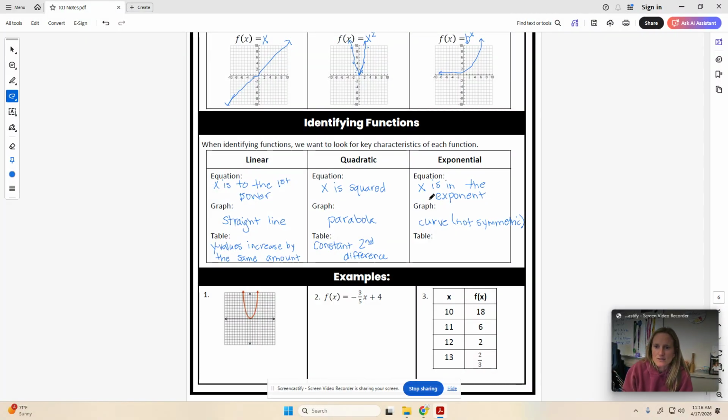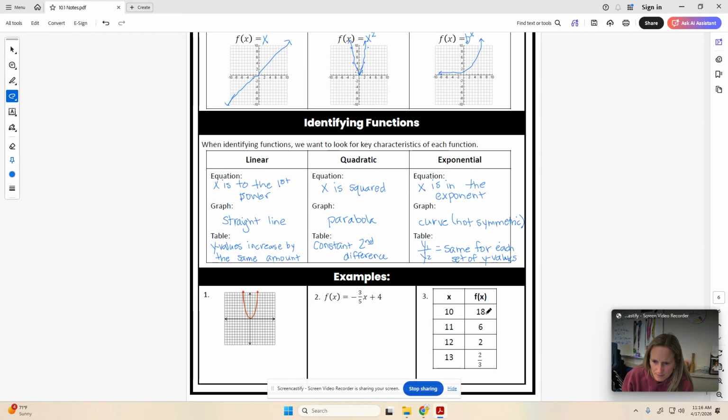All right, and then the last one, for exponential functions, we can figure out from the table if it's exponential, because when I divide one y value by the next y value, I'm going to get the same amount each time. Probably didn't phrase that really well, but let's just jump down and look at this example right here, because this one's going to work out like that.